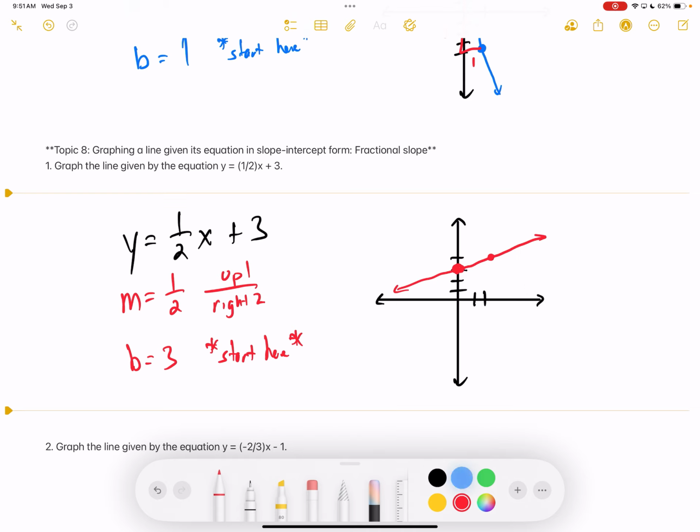So I started at 3. I'm sorry. Yeah, I did start at 3. I start at 3 and I go up 1 to the right 2.